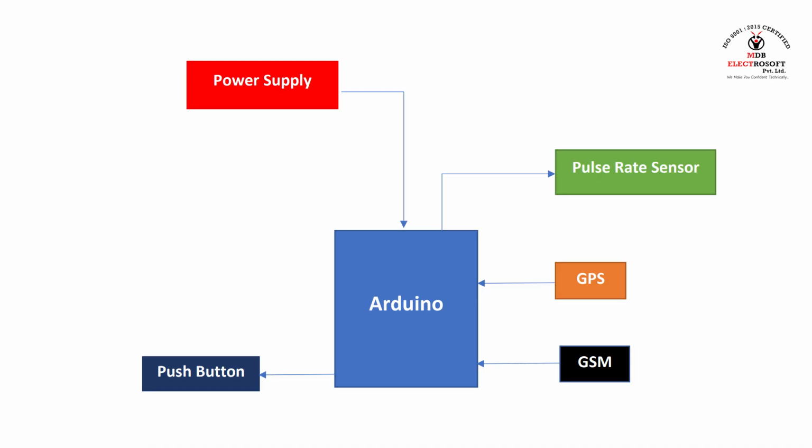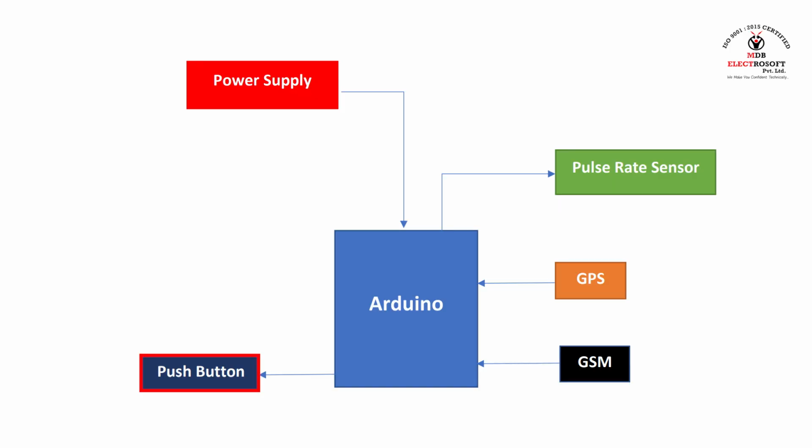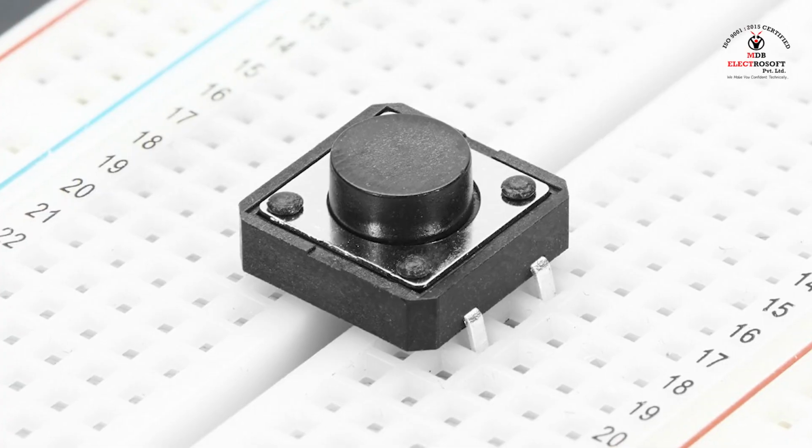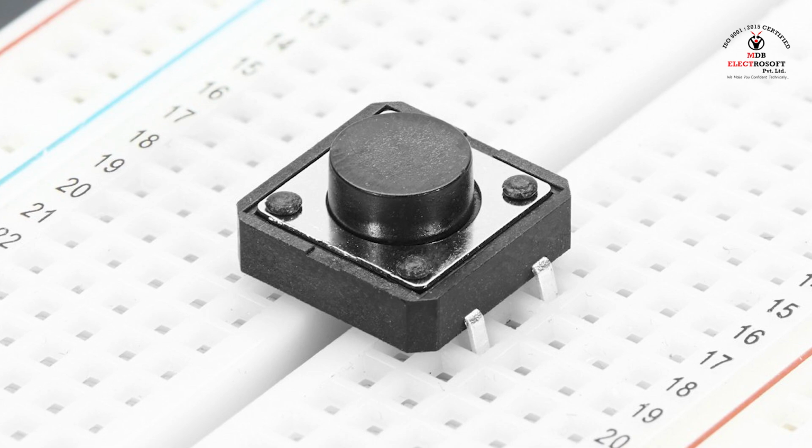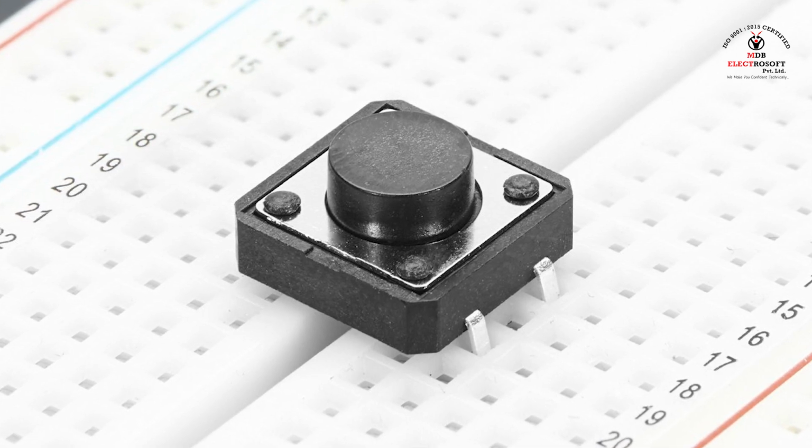Then we can see we are having a pulse rate sensor. Pulse rate sensor will continuously monitor the pulse of the user or the person who has been carrying the device. Then we are having button. Whenever the subject or the person presses the button or pushes the button, it will send a signal to Arduino.